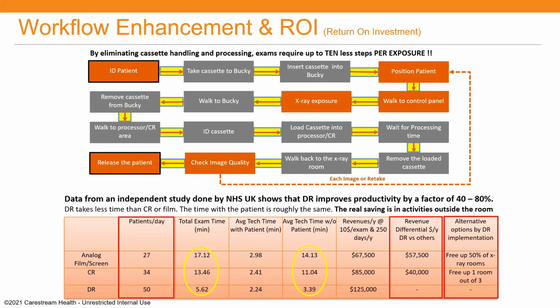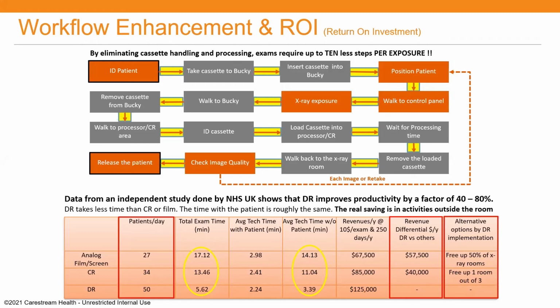So basically, what I want to focus on now is the second part of these slides, where you see the outcome of a study made by NHS UK, that shows the improvement hospitals had when they transitioned from analog film screen to CR or DR.